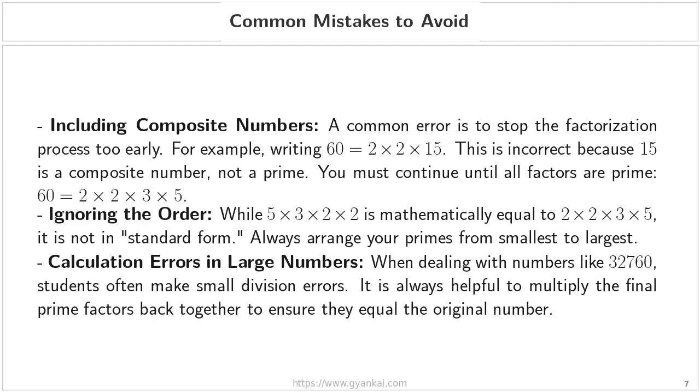Finally, watch out for calculation errors, especially when dealing with large numbers. When you are working with something as complex as 32,760, like we saw in our detailed example, it is very easy to make a small division error. To avoid this, I highly recommend a quick check. Once you have finished your factorization, multiply all your final prime factors back together. If they don't equal your original number, you'll know immediately that you need to recheck your steps.